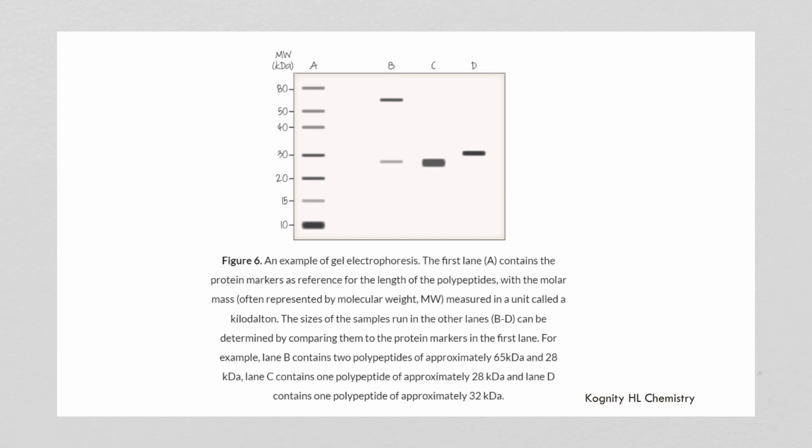In lane B, we can see that there were two lines. So there were two polypeptides. One of them was about 65 kilodaltons. The other one was around 28. C only had one, but it was a thicker line at 28 kilodaltons, and then the last one had one around 32 kilodaltons.